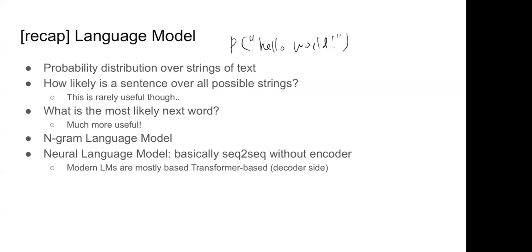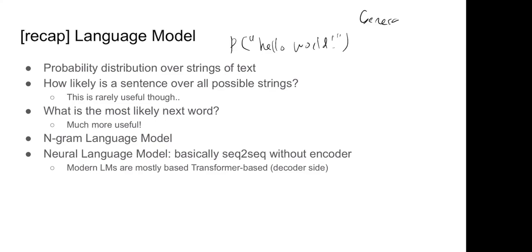But of course, we mentioned that this is very difficult because there are an infinite number of possible texts. Furthermore, it doesn't really make sense or isn't useful to give a probability to a certain text. It's very rarely useful. So a more useful way to use this probability distribution is predicting the next word and trying to generate the sentence using this distribution. And that's exactly the definition of a generative model.